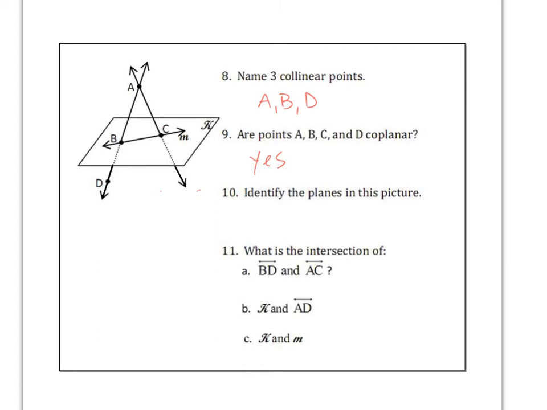Number 10, identify the planes in this picture. All right, so one of them is obvious, and that's K. That's one of the flat surfaces. However, the trick here is you could also have a second plane. The second flat surface shows up, for instance, plane ABC. Do you see how that also is a flat surface? Those 2 questions, numbers 9 and 10, quite tricky. So if you didn't get those, don't feel too bad. On your own, will you go ahead and pause and try number 11, all 3 parts?